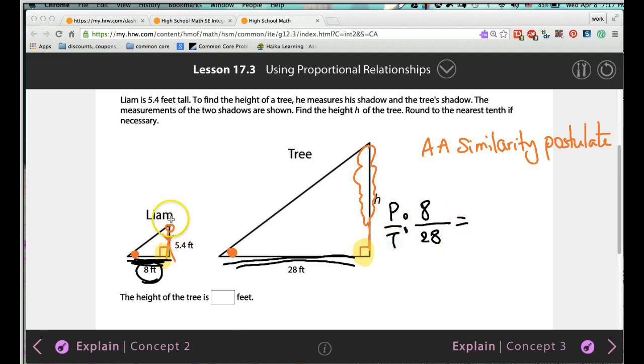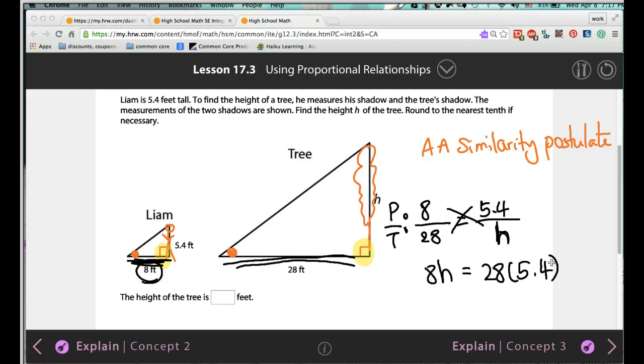So now we already know how tall Liam is. So it's going to be 5.4, and it goes on top because that's where the person is. And then for the tree, H, we don't know how tall it is, so we're going to put it at the bottom. All right, and so now we are done. From here, we just have to cross multiply. So 8 times H equals 28 times 5.4. Okay, so we would need our handy dandy calculator for that, obviously.